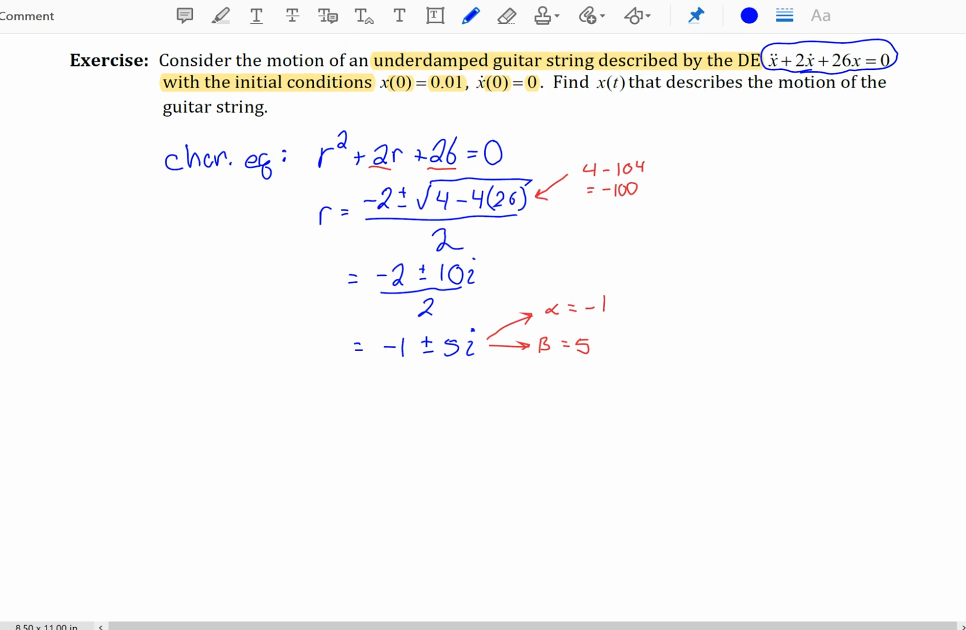So I hope you have written this as x of t equals e to the negative t times c1 cosine of 5t plus c2 sine of 5t. And this is going to be your general solution to your differential equation.